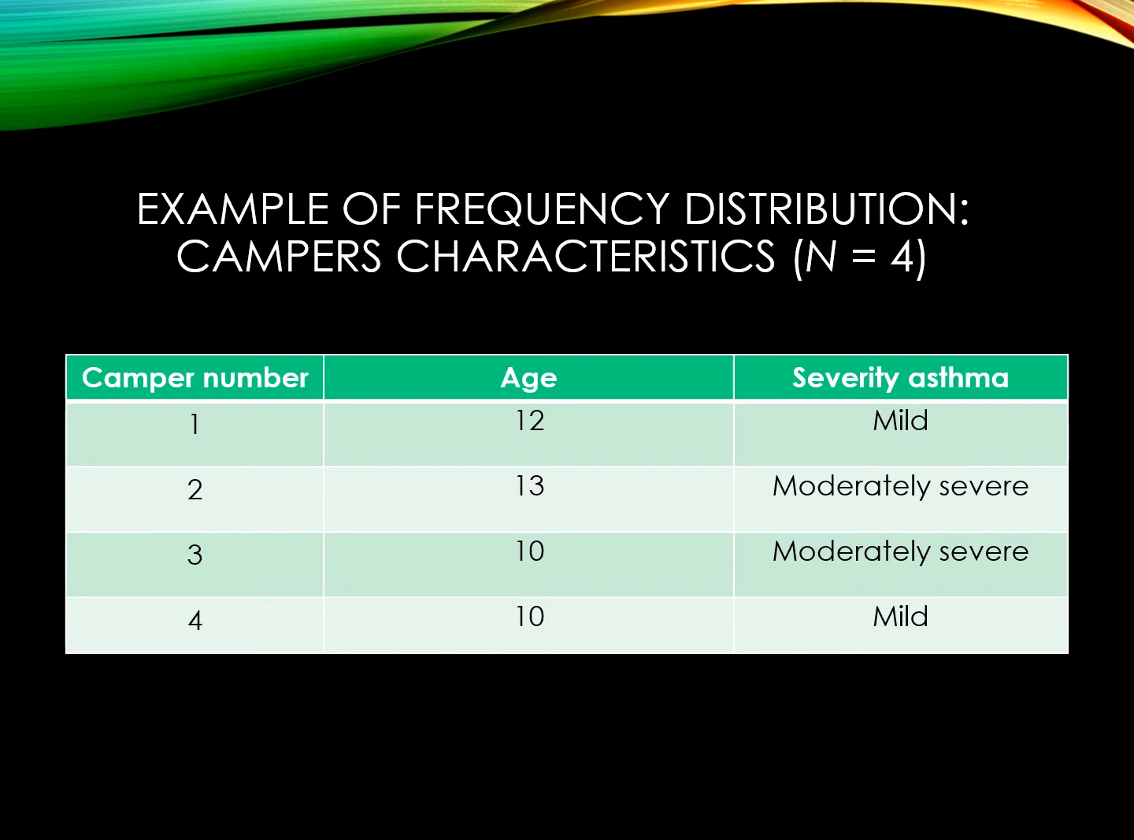As we look across this, because it's a smaller sample size, we can look at it and understand that the frequency distribution of age ranges from 10 to 12, with more 10s appearing than other ones. And then we look at the asthma, and we're looking at mild and moderately severe as being the 2 cases here. So overall, we can look at the frequency table and understand a couple of basic things about our sample size.